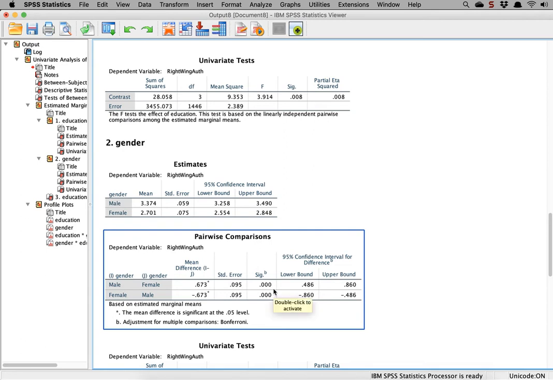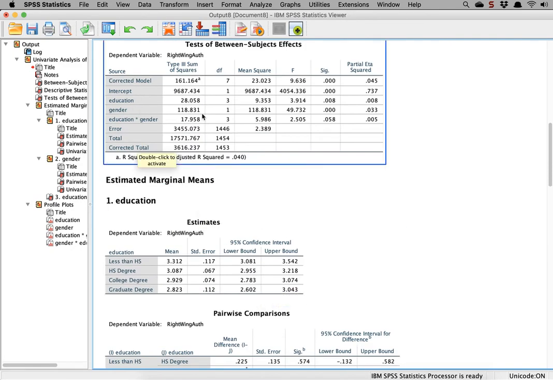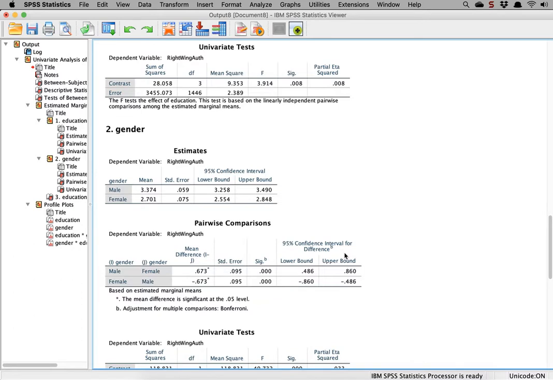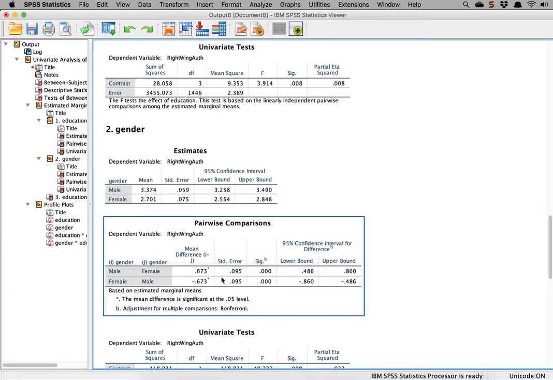If I look at gender, there is a significant gender effect, which we already knew from the main effect up here. And remember, when there's only two groups, your F test is basically the same as the independent samples t-test. So those means are different, and I'm getting that confirmed here.